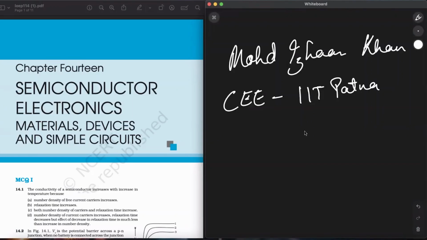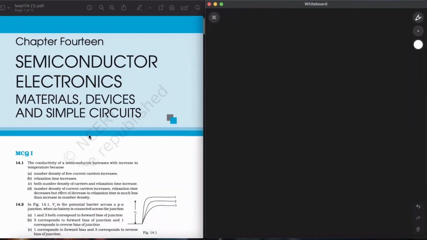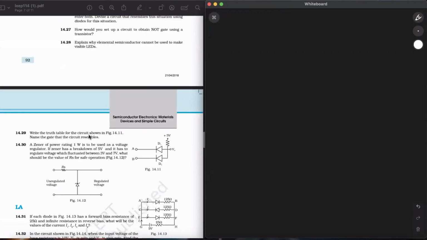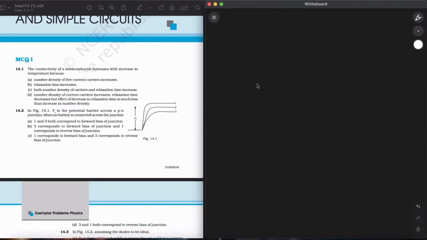So today we are going to start the topic semiconductor devices. Then we'll solve the example questions. So let's see how many questions are there. First one, 40 questions. So maybe 2 sessions will be enough for this. And yeah, let's start now.